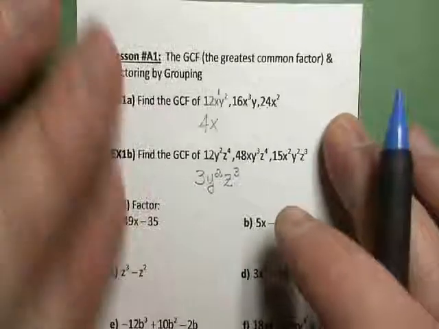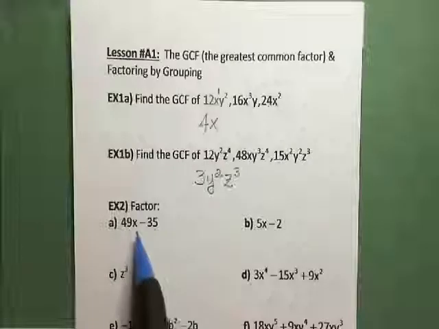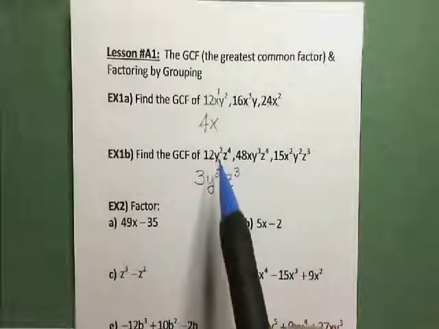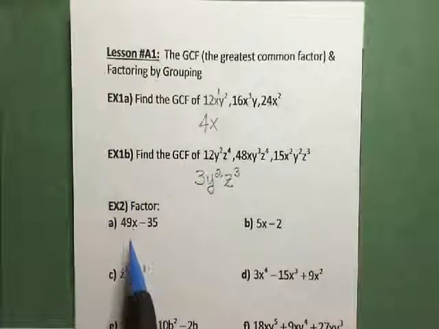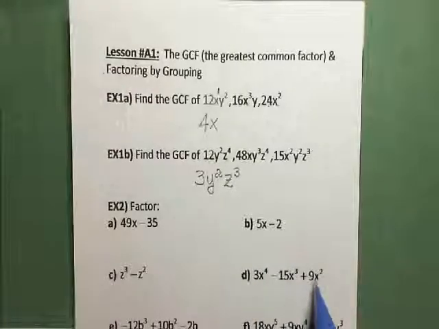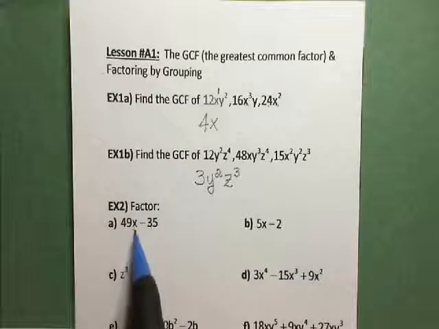Alright, so let's look now into factoring. Suppose I'm asked to factor these binomials. These here are called monomials because they have one term. These are called binomials because they have two terms. Letter D, for example, here is a trinomial because it has three terms. So let's see, how do I factor this one?